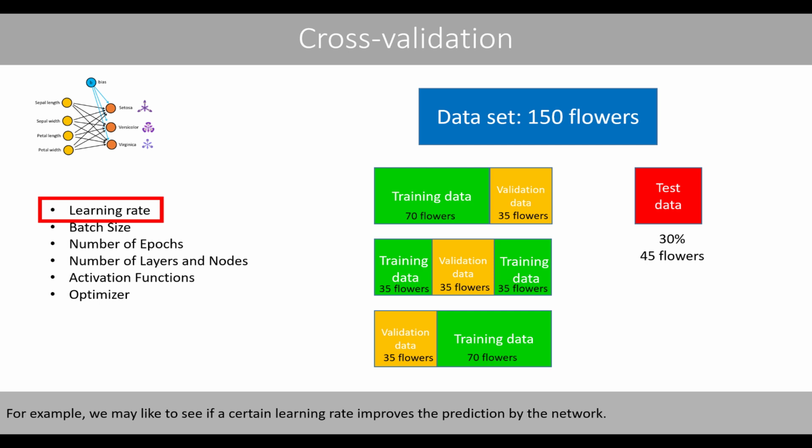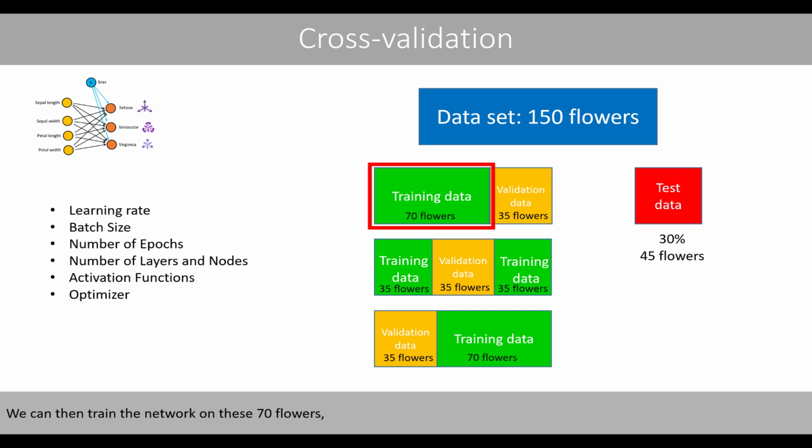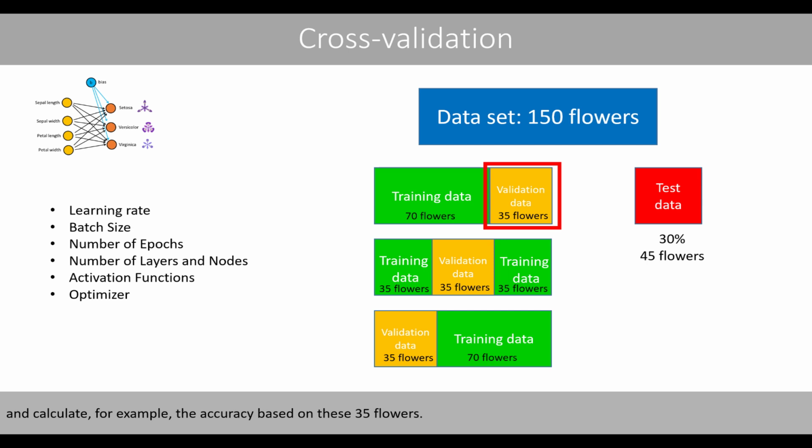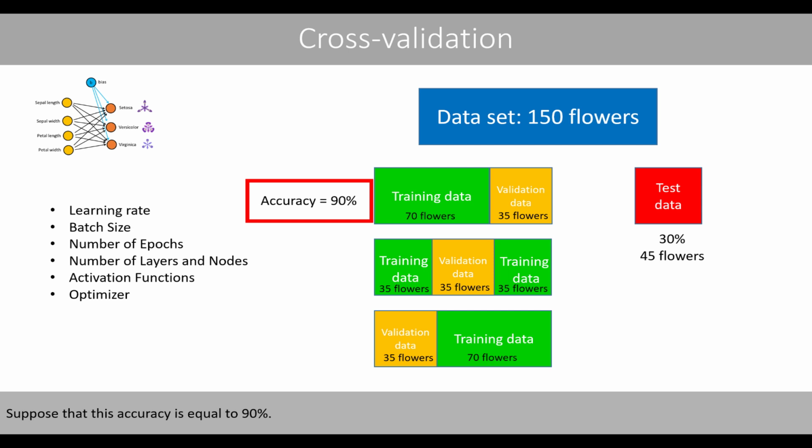For example, we may like to see if a certain learning rate improves the prediction by the network. We can then train the network on these 70 flowers and calculate, for example, the accuracy based on these 35 flowers. Suppose that this accuracy is equal to 90%.